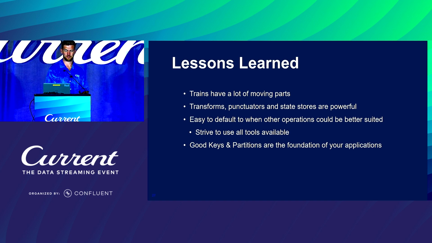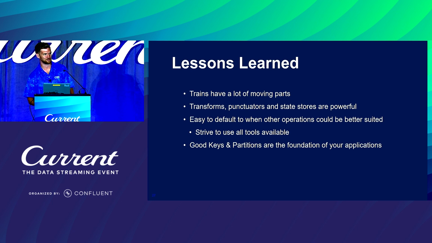So yeah, trains have a lot of moving parts. Transforms, punctuation, state stores are all incredibly powerful, but maybe a little too easy to use. It's easy to default to them when other operations could be better suited. So I encourage everybody to strive to use all the tools available. Don't get yourself pegged into using just one part of the topology. And really, you can avoid a lot of these challenges just by establishing good partitions and keys out the gate. The less you have to repartition your data, the better organized it is, the easier time you'll have processing throughout the whole thing.